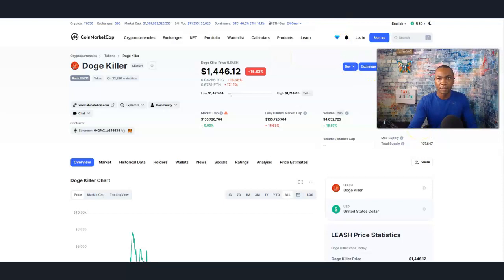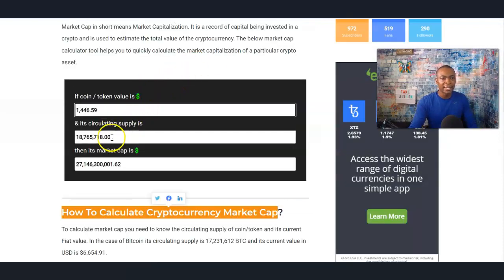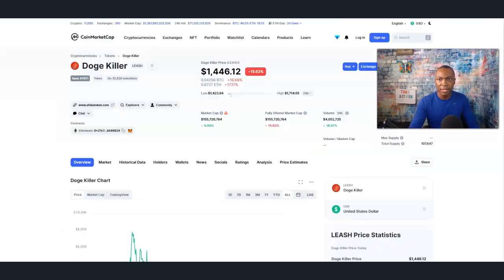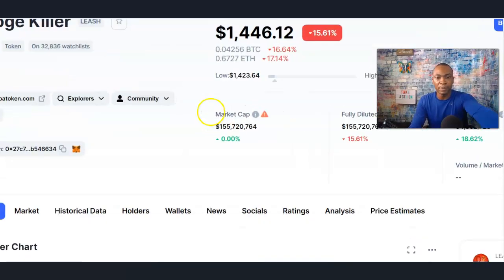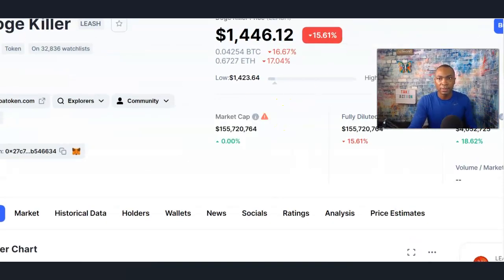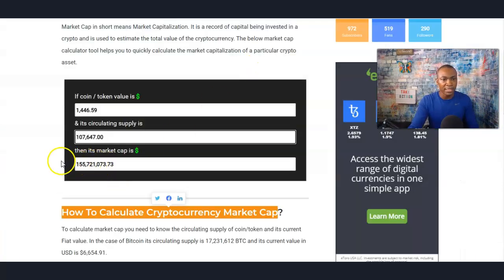Copy. Go back to coinguides.org. And let's see if that's correct. That is correct, because the market cap is this number. Let me zoom in, and the market cap is that number.